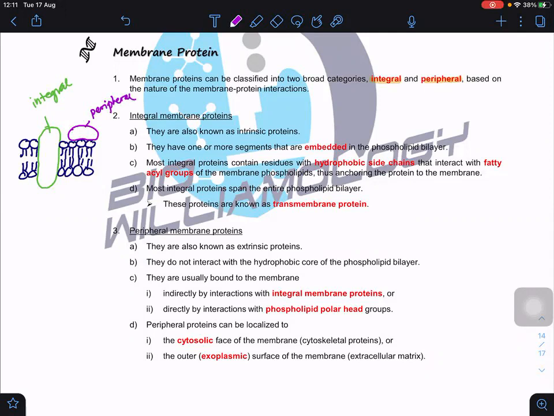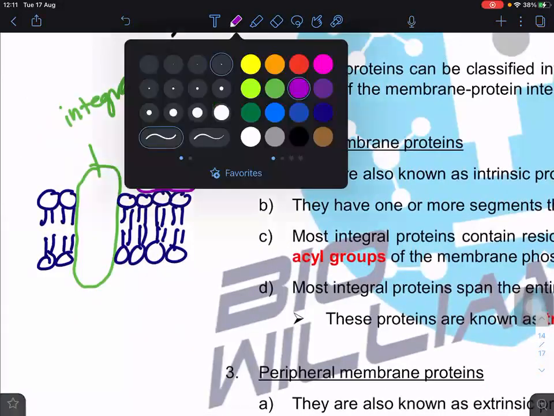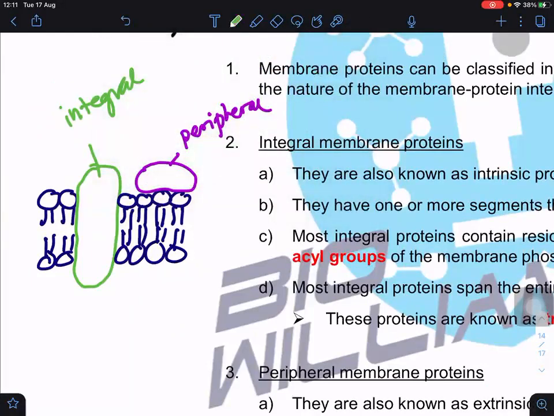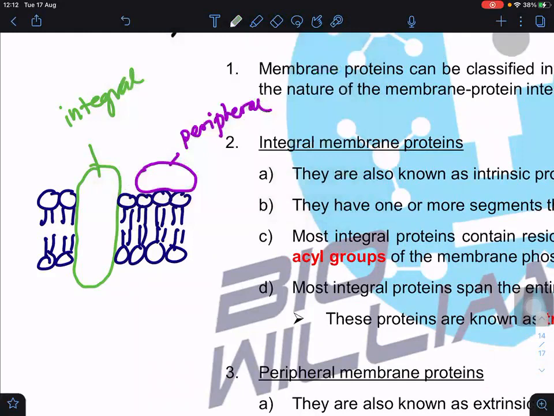Now, always remember, for something to stay, they must have certain interaction. Correct or not? You stay with your family, you must have certain interaction, right? So for the membrane protein to stay at the membrane, they must have some interactions. So let us look at what kind of interactions. Zooming in here, let us look at this integral protein. I'm going to highlight two parts. The first part is here, using a gray color.